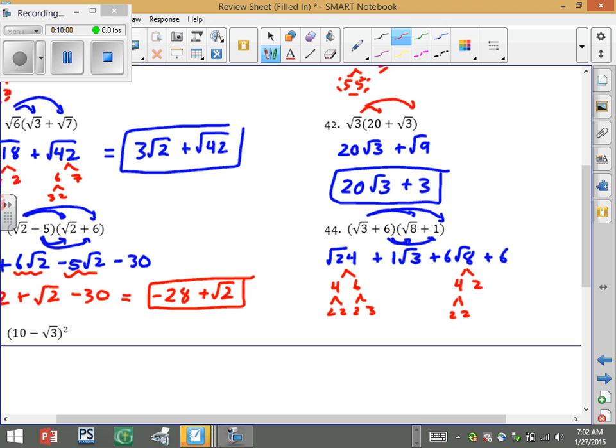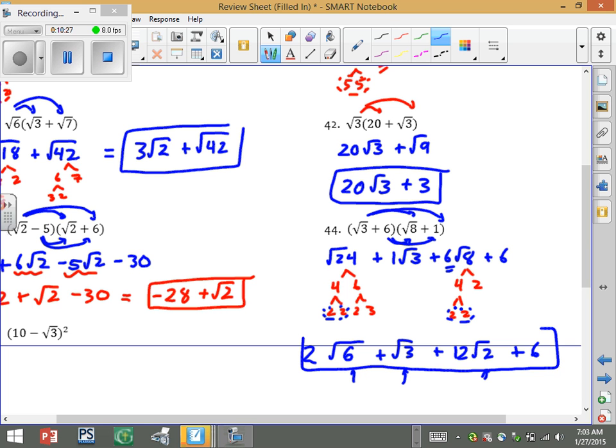So let's see if we can combine anything once we simplify these. So that 2 gets out, and a 2 and a 3 are left, so root 6. You have a root 3. This 2 gets out. Joining the 6 that's already out here, that makes that 12 root 2 plus 6. And none of these are like radicals. We have a radical 6, a radical 3, a radical 2. Nothing can be combined right there, so it's just kind of a big, long answer.